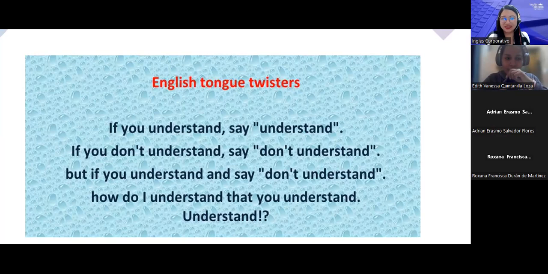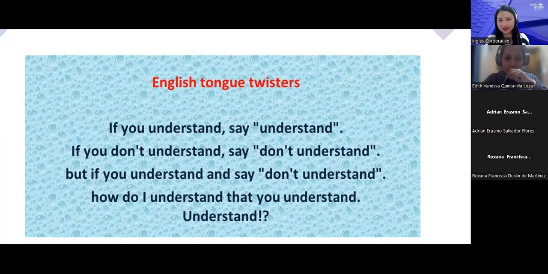Más rápido, faster. If you understand, say understand. If you don't understand, say don't understand. But if you understand and say don't understand, how do I understand that you understand? Understand? Wow, that was amazing.